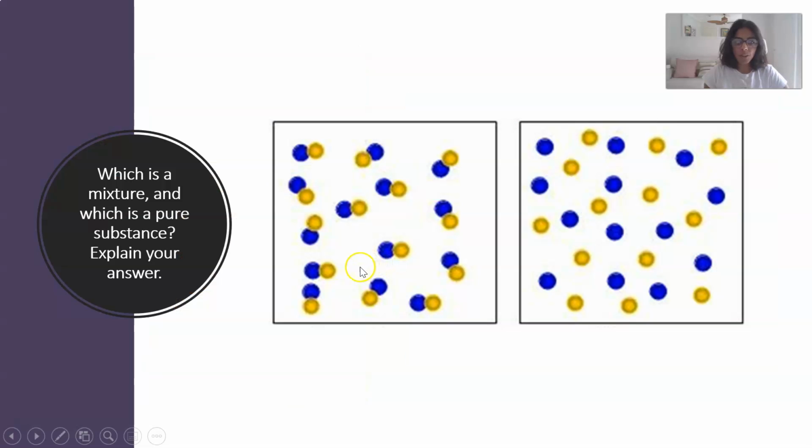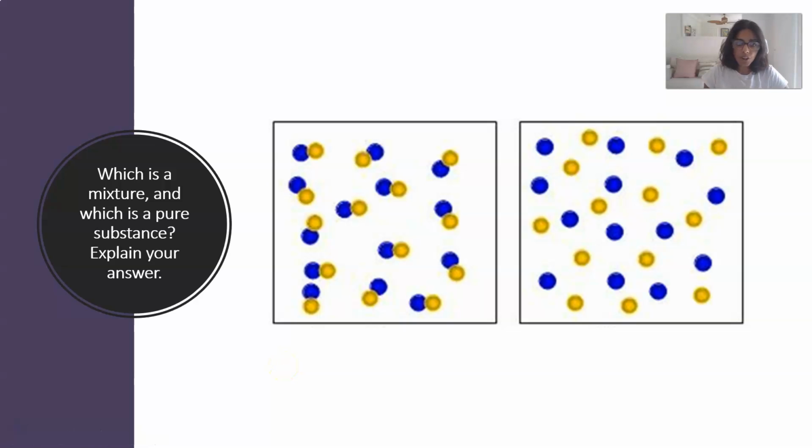Okay, so what I'd like you to do is look at these 2 diagrams, these 2 cartoons of particles. Now these ones are joined together, so the blue and the yellow are joined together here, whereas they are not joined together in this picture. Which one do you think is a mixture, and which one do you think is a pure substance? Have a think about it, pause the video, and then unpause it when you have an answer.